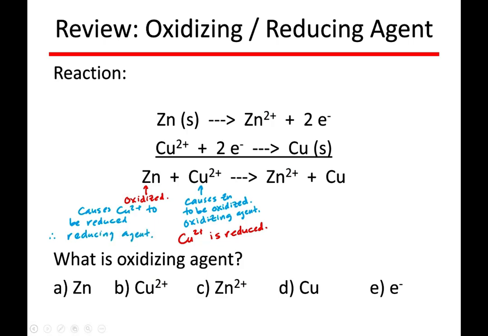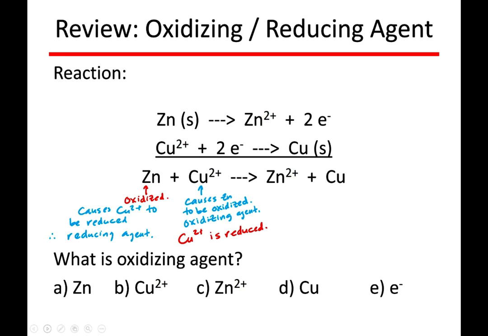We have this sort of complementary relationship that exists between oxidizing agents and reducing agents. In a redox reaction, the thing that gets oxidized is the reducing agent, and the thing that gets reduced is the oxidizing agent. Right? There's that complementary relationship that exists here.